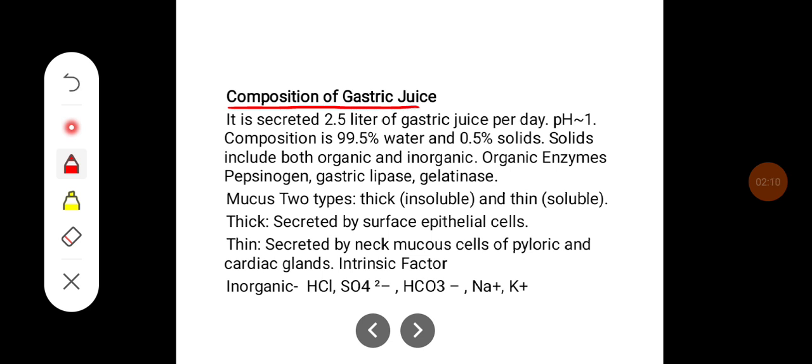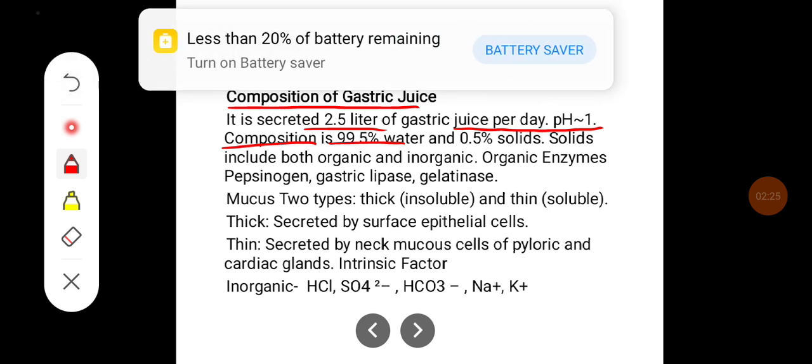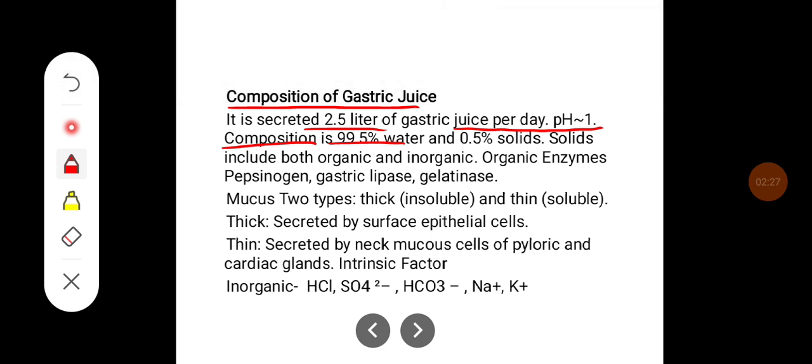Composition of gastric juice. Normal gastric juice is around 2.5 liters per day, and the pH is around 1. If you see the composition, 99.5% is water and 0.5% is solids. Solids include both organic and inorganic components, where organic constituents constitute mainly the enzymes, that is pepsinogen, gastric lipase, and gelatinase.